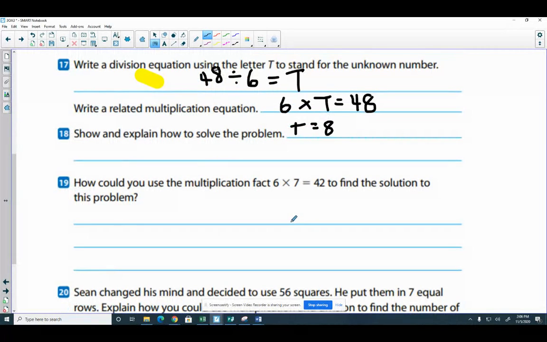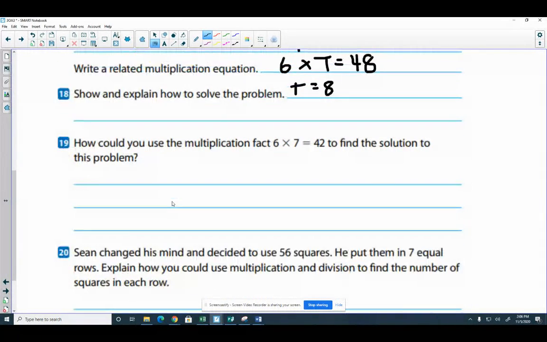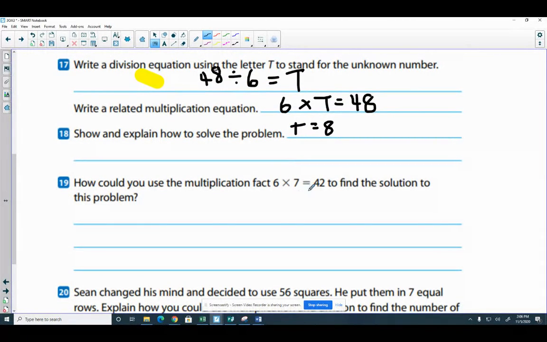How could we use 6 times 7 to find the solution to the problem? Well, 6 times 7 is 42, so a group of 6 more, I could add that on, and that would be 48. That's how I could use that multiplication problem.